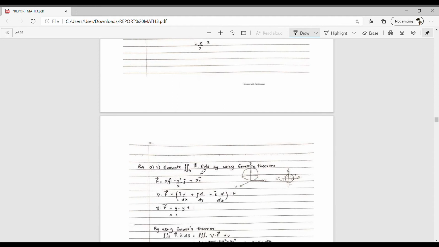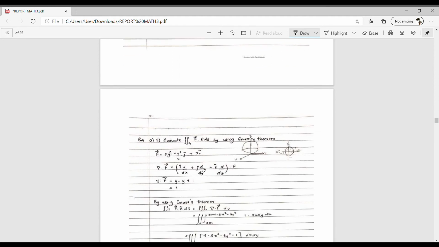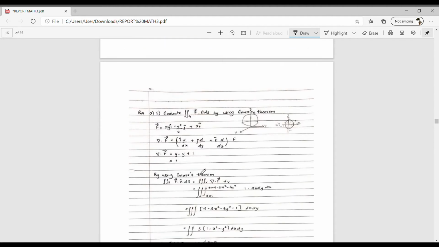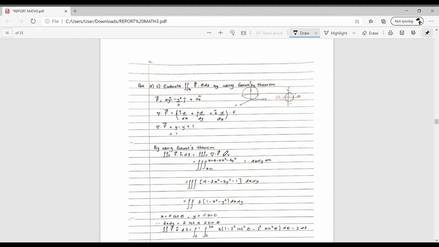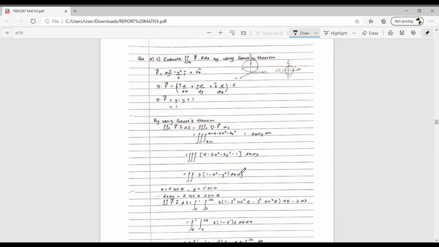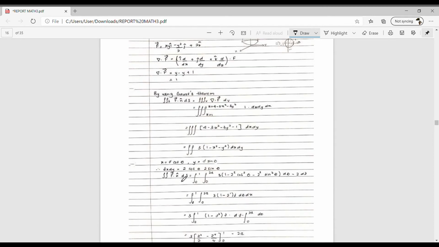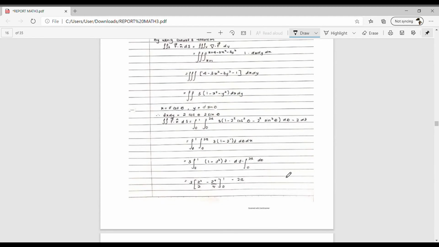For the next subtopic, we have to find it using Gauss's theorem. Gauss's theorem is something like a triple integral. First we find the divergence of f, so this is 1, and then we put them in. We integrate z first, then xy. So this is for the z, then for the xy, first we get dx dy, 2 cos theta, 2 sin theta, then we put it into the formula, where everything is squared, and then we do the rest.